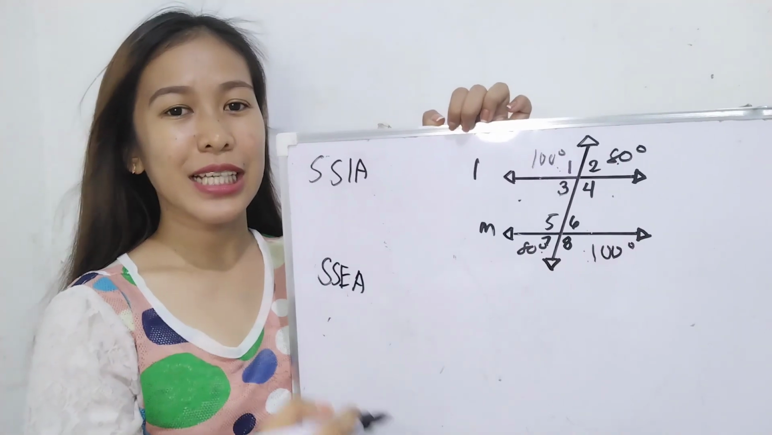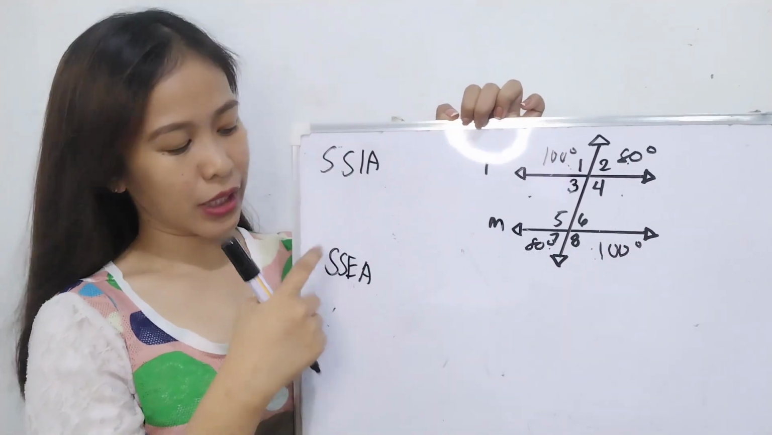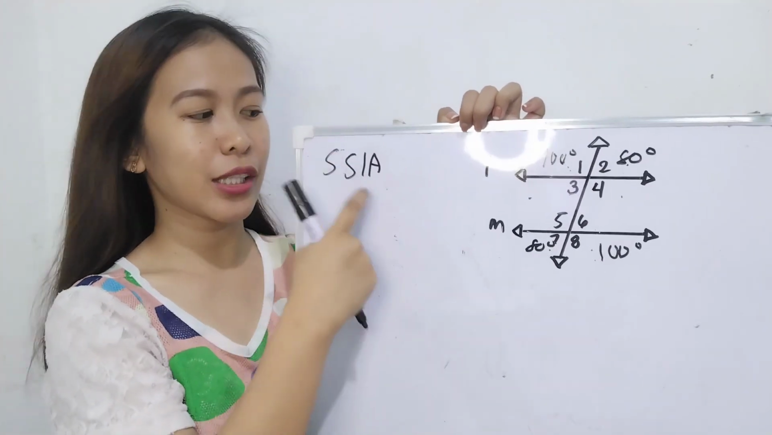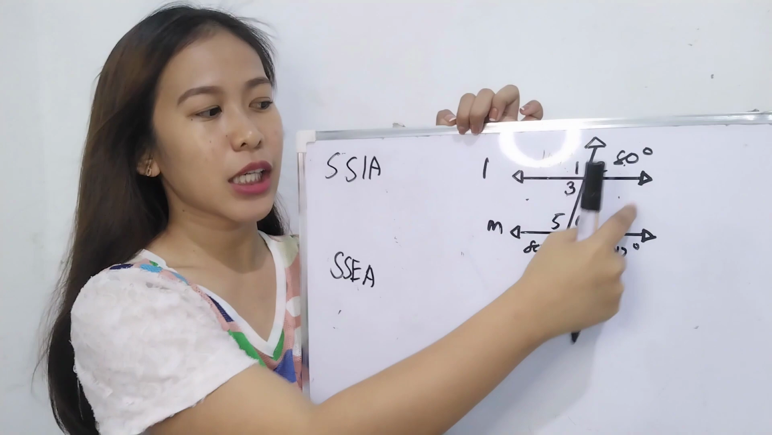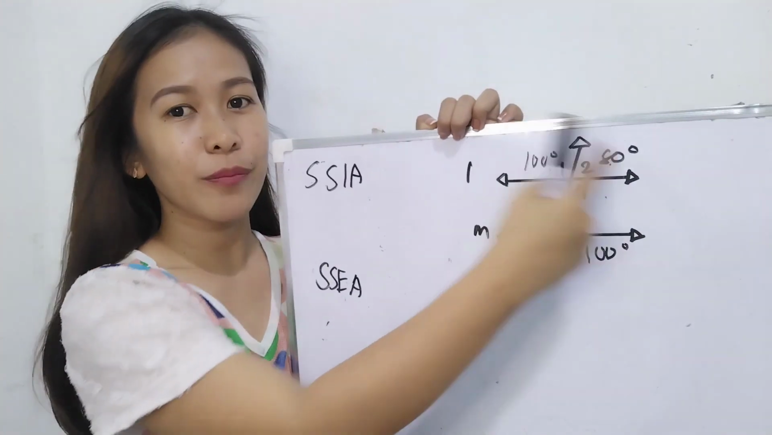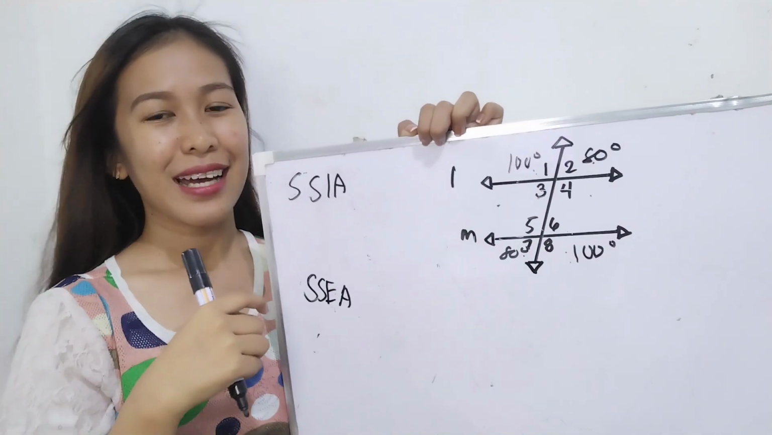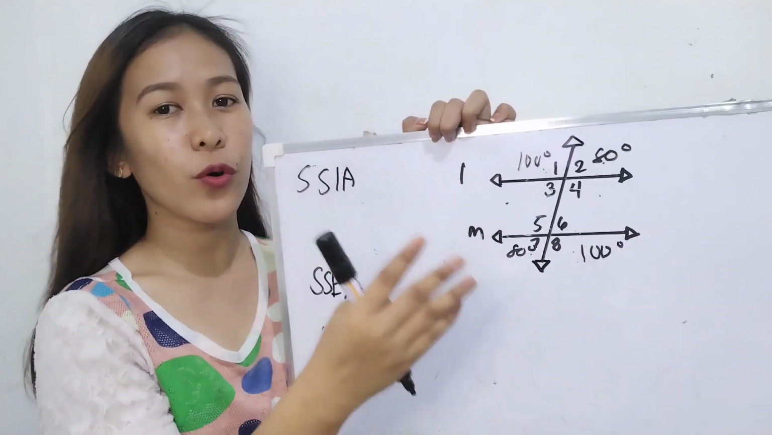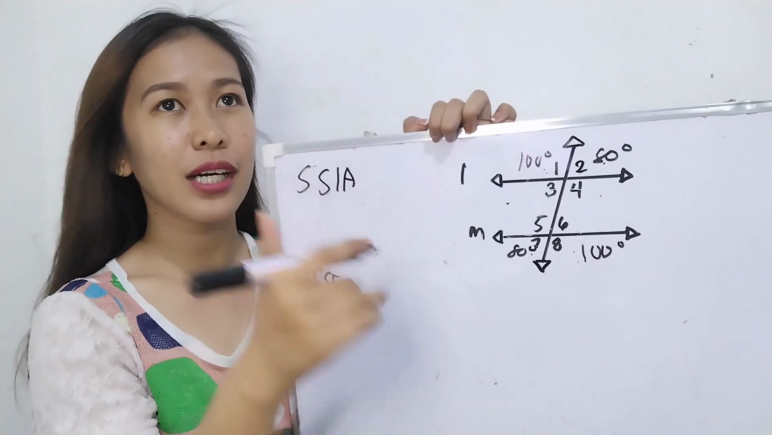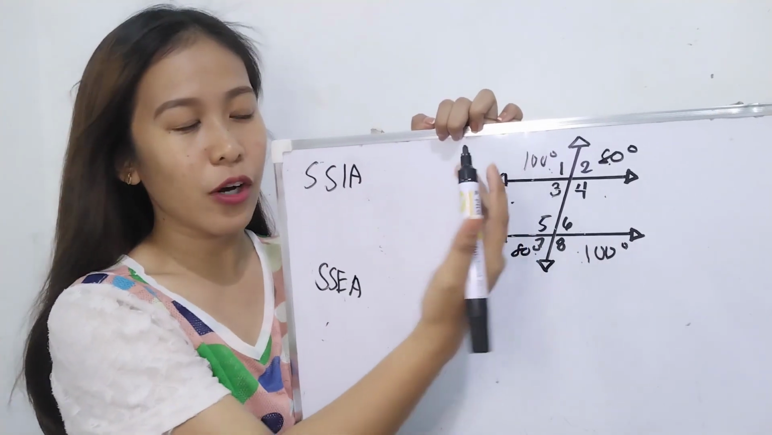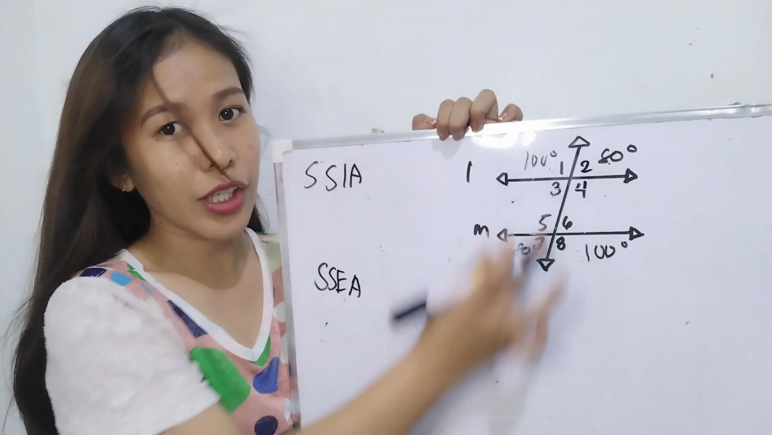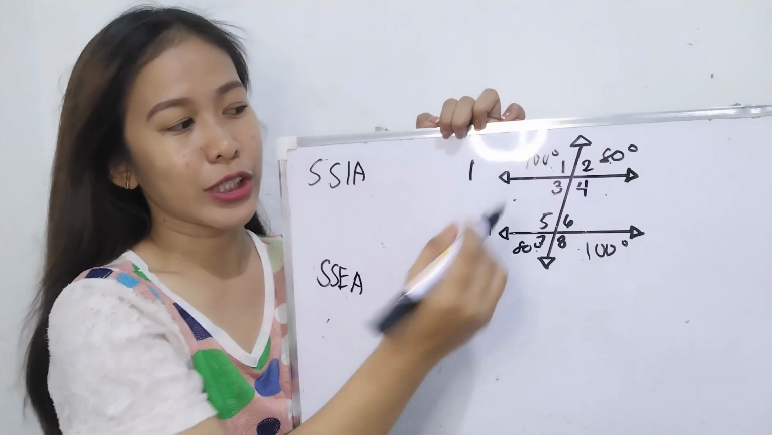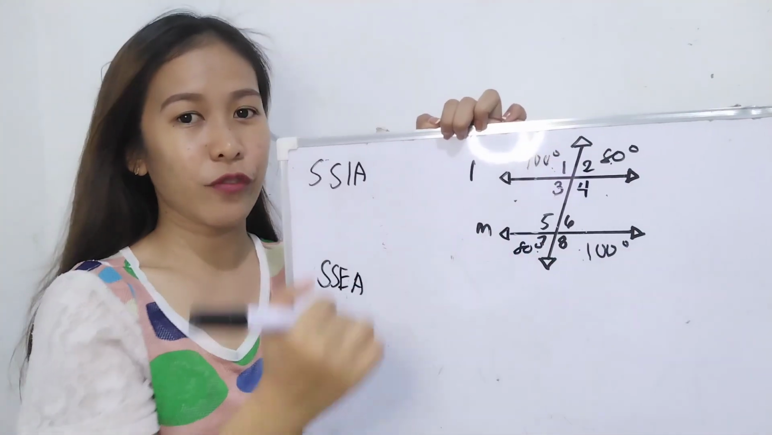Okay, now, so let us discuss naman the same side interior angles and same side exterior angles. So, almost the same lang din naman to. Kasi interior, nasa loob. Ayan. Exterior, mga angles na nasa labas ng ating parallel lines. And when we say same side, of course, ito naman yung mga angles na nandito lang sa side ng transversal na to. And yung angles na nandun lang sa other side ng ating transversal.